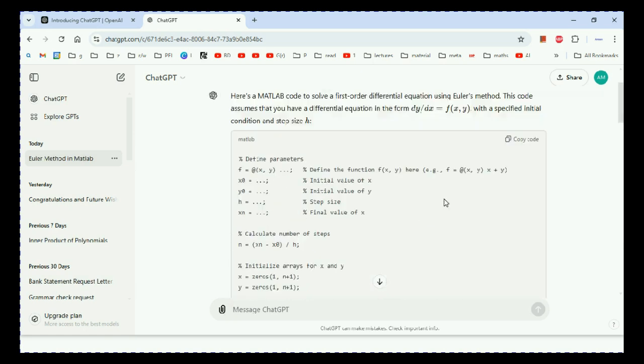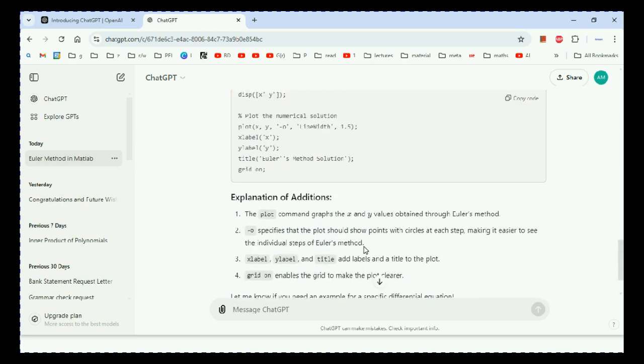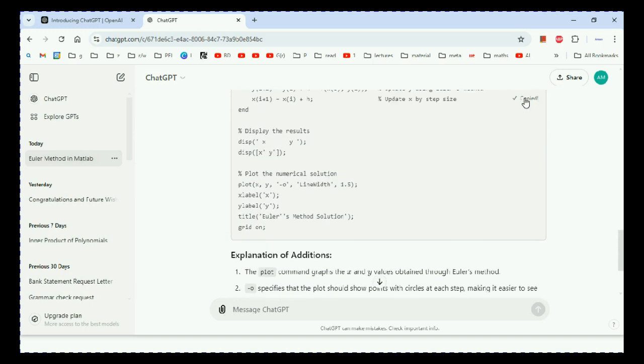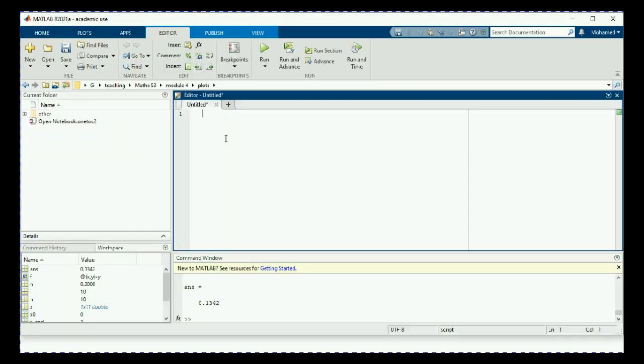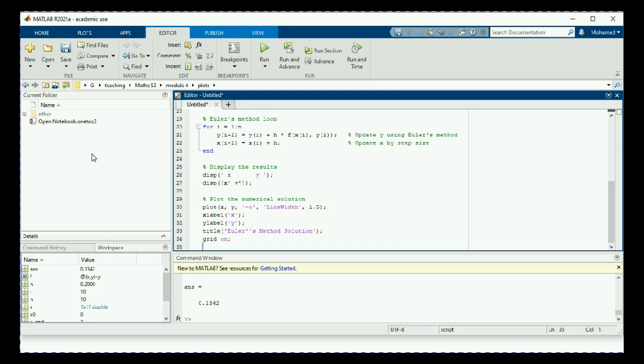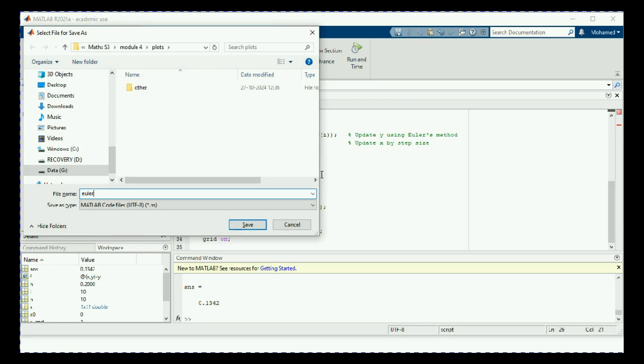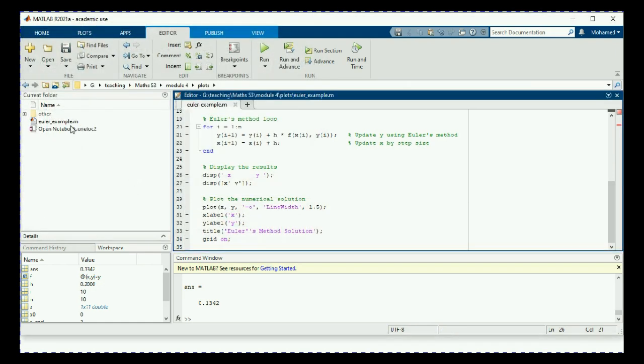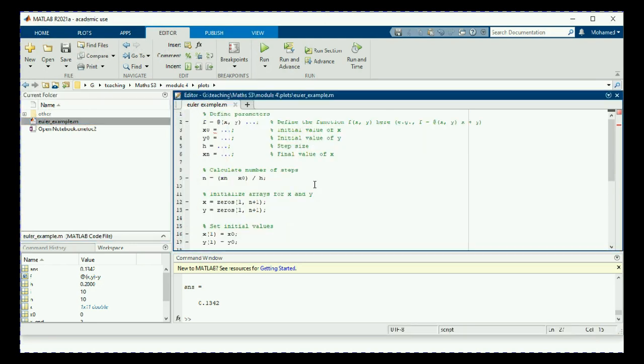Okay, so we will now copy this one, right? Copy the code and paste it in MATLAB. So I opened the script. Let's first save it as Euler sample. Okay, it is saved now. Now let's go through this.